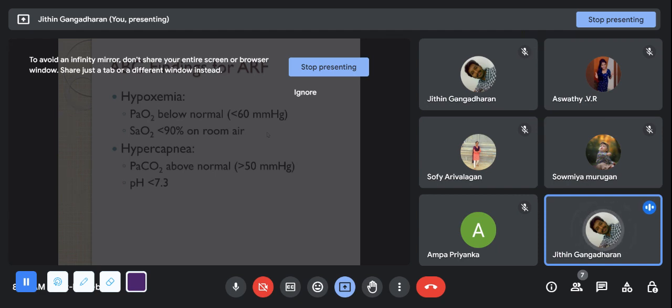So in case of arterial blood gas, it is 30 to 35, and in the venous blood gas, it is 40 to 45. So 30 to 35 is the arterial blood gas. When it is more than 45, it is hypercapnia.